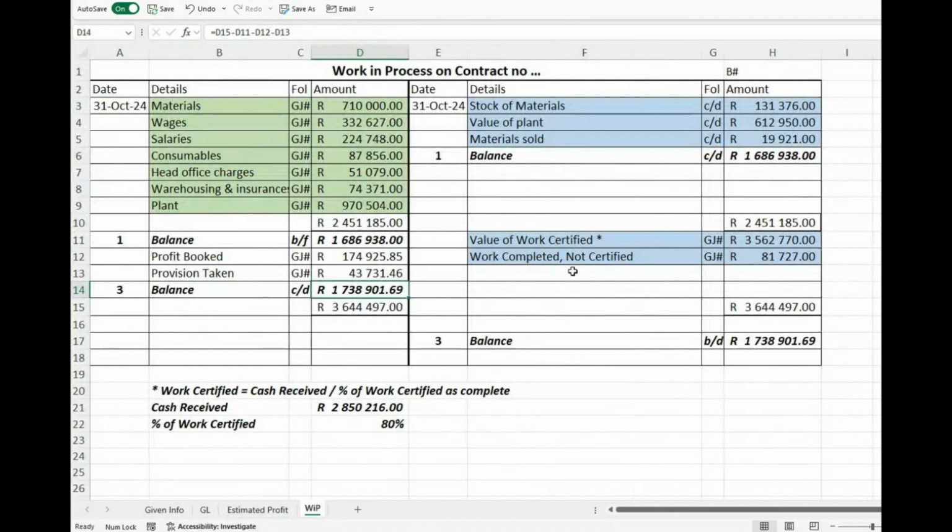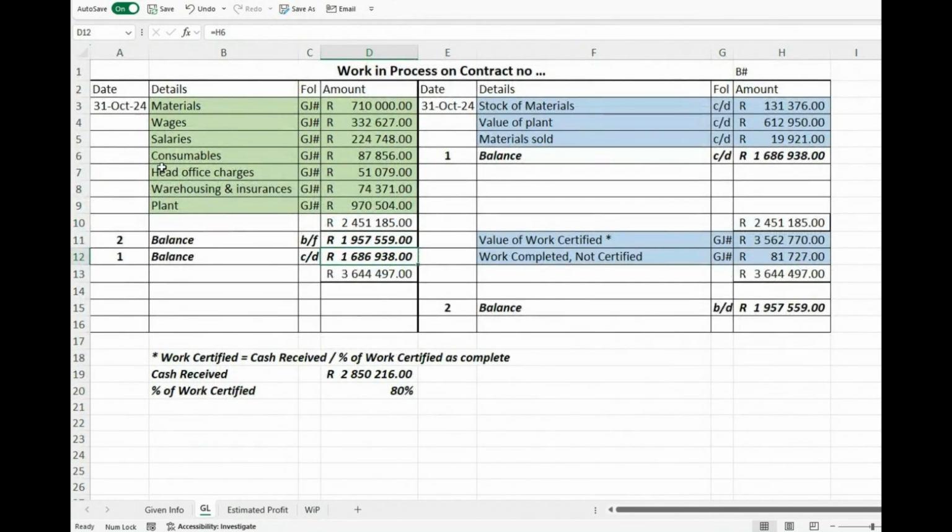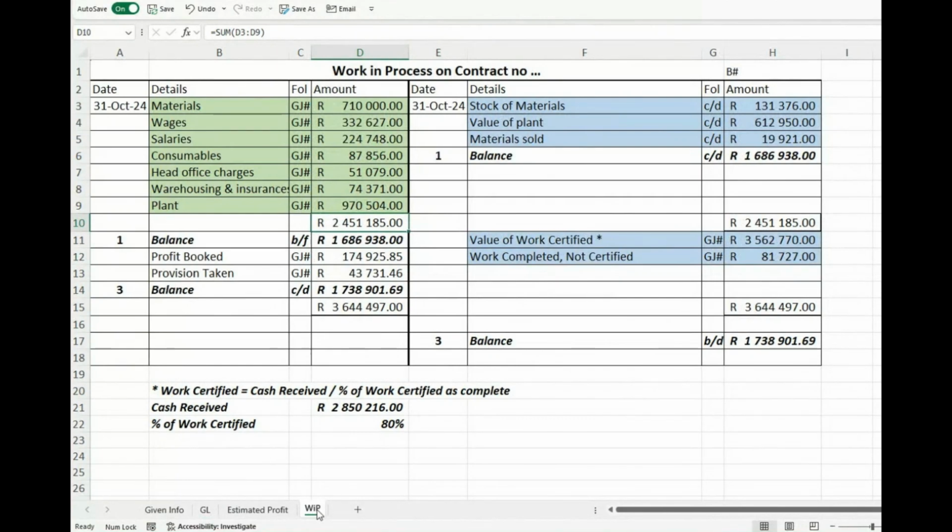Now, like I already said to you, what you should expect is that the first part of your work in process account will look exactly like your GL. So everything that we debited here, and everything that we credited here, you will see that in your work in process contract account, which is a management account. So see, no difference. Up to there, you can just copy everything that you had in the GL and put it there.